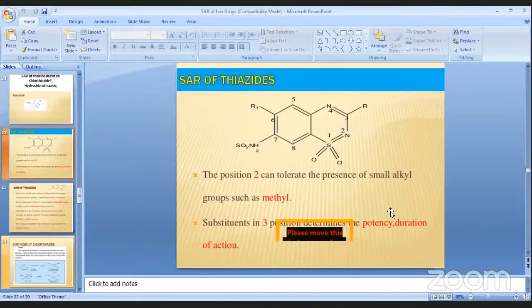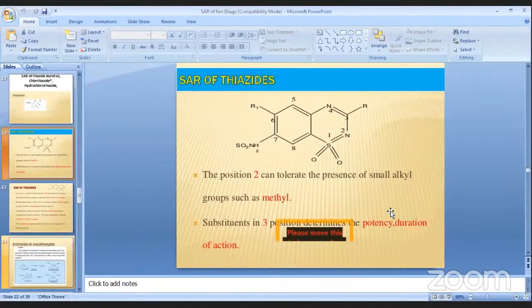So in the 3 position, add CH2Cl, CH2CH2C6H5, or any other groups, and the saluretic activity will increase and the molecule becomes very much active. Now you see in the 3 and 4 position there is one double bond.